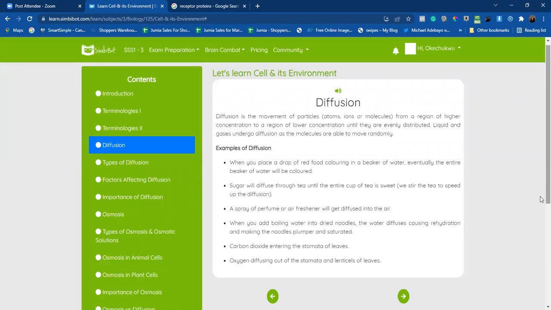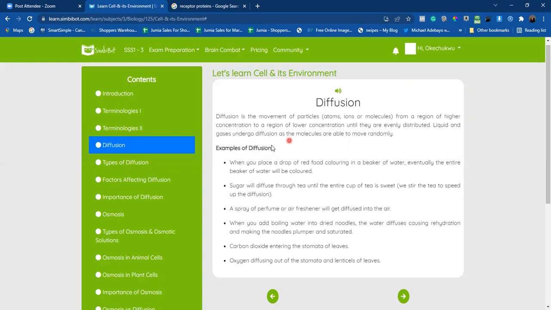Now, see what they said here. Liquids and gases undergo diffusion as the molecules are able to move randomly. That is why I gave the example of the fart. When somebody messes in the house, it is a gas, a metabolic waste from the body, a gaseous waste.